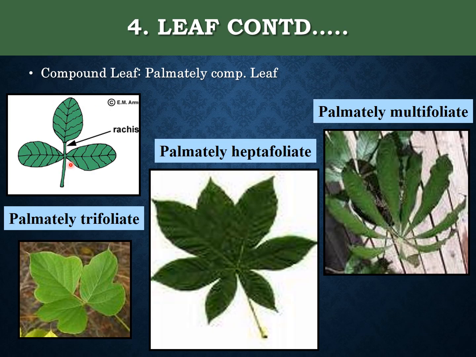Palmately compound leaves are divided into different types on the basis of the number of leaflets attached at the same point. This is the trifoliate leaf. This is the heptafoliate leaf, on the basis of the number of leaflets, and this is the multifoliate leaf, and these are also trifoliate leaves.